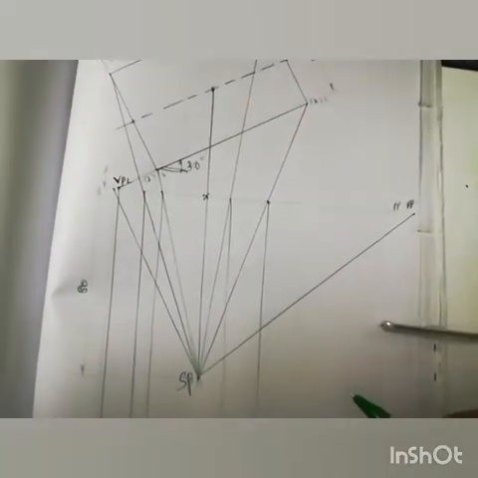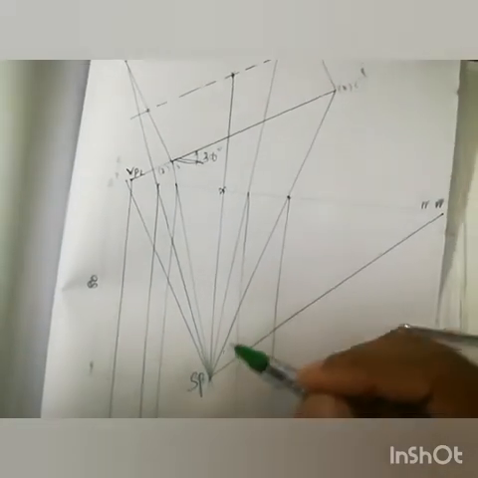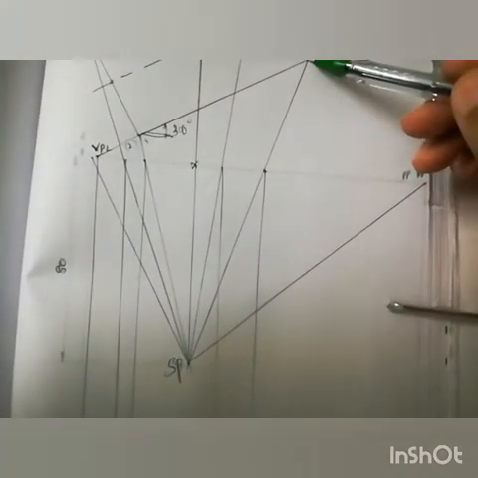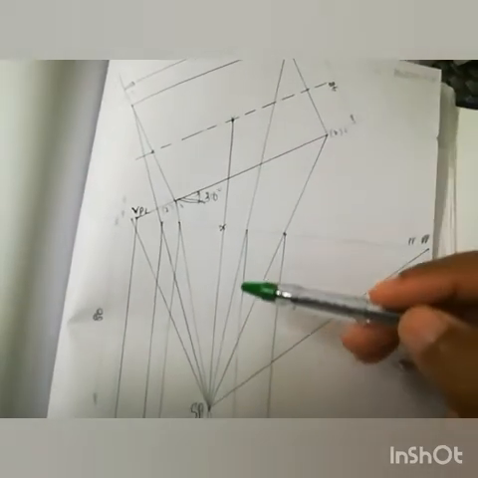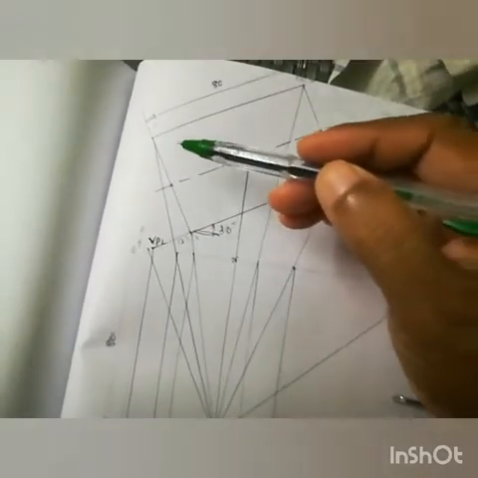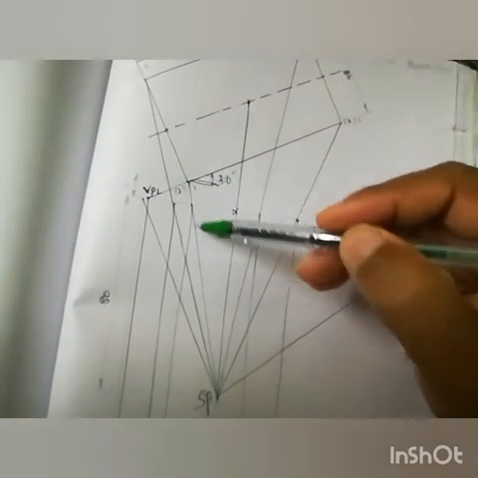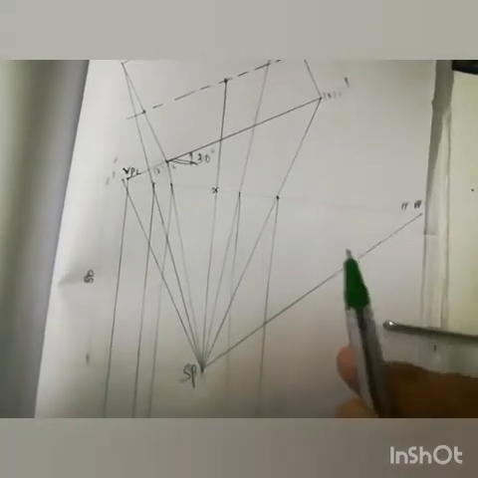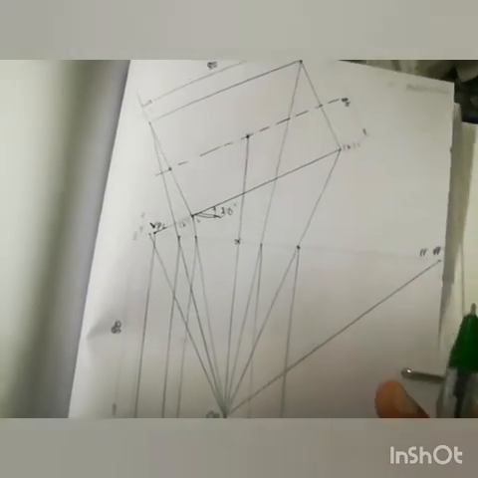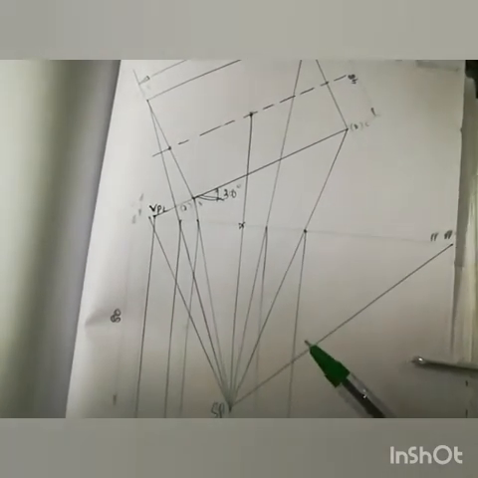Now all these 8 corner points have been joined to the station point. So this is coming here, this is coming here, this is coming here, and this is coming here. Now one more thing we have to do. This up to this part is very similar to the visual ray method. The other thing is that we have to find the vanishing point.